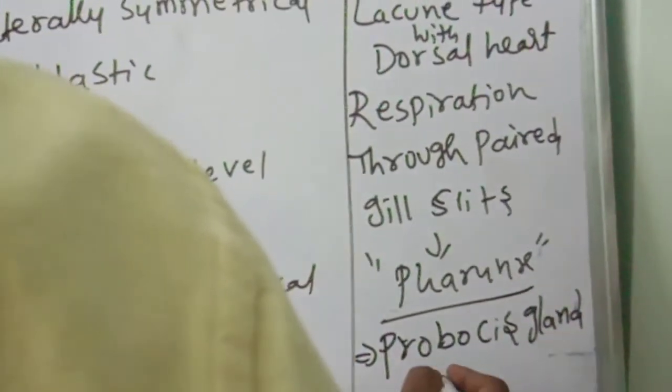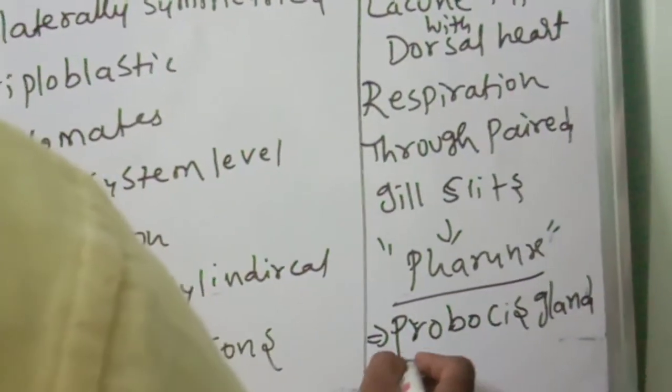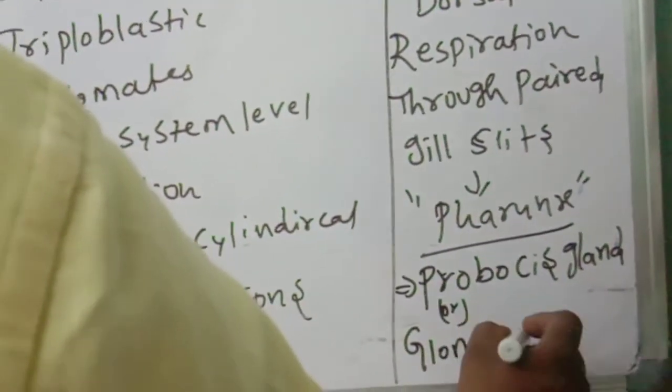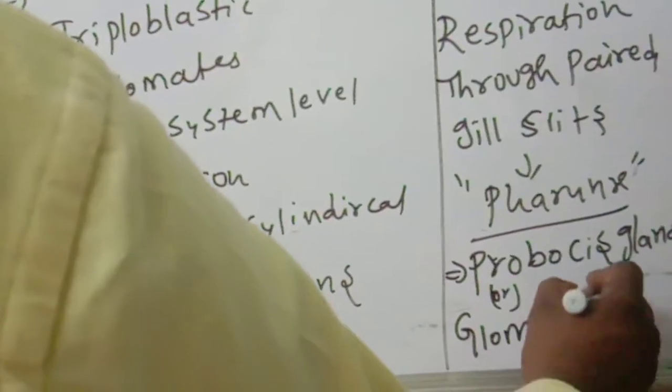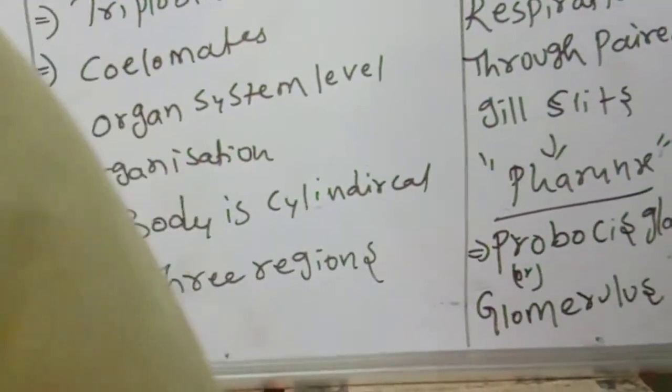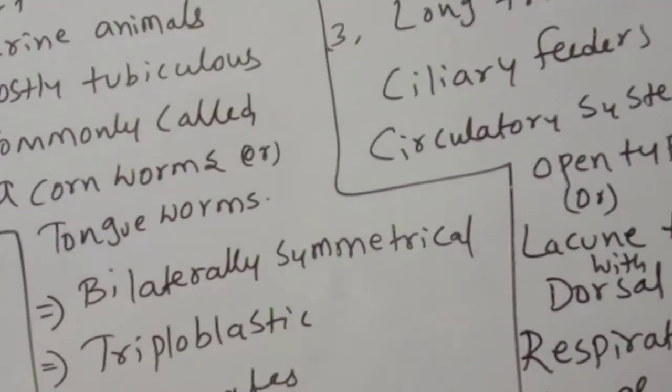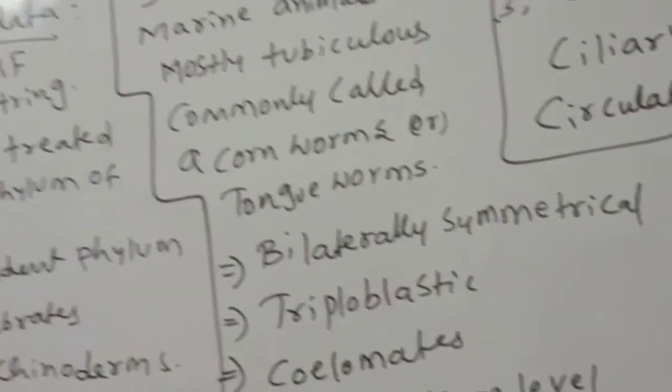Excretion is by the proboscis gland, which is also very important. The glomerulus will be present in the proboscis. Okay, glomerulus present in the proboscis. Children, observe very carefully.